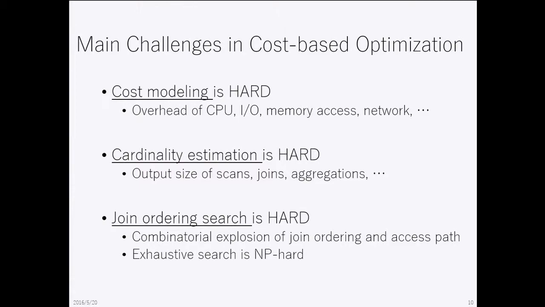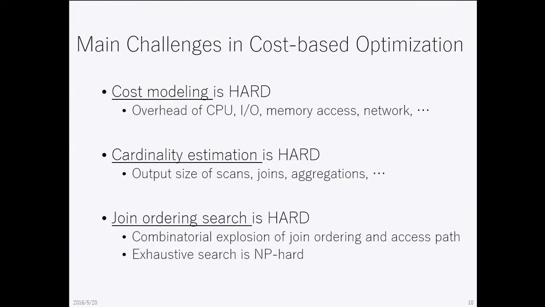And the main challenges in cost-based optimization are these three problems. The first challenge is cost modeling. Estimating how much CPU operators cost or how much IO operations cost is a very difficult problem. The second challenge is cardinality estimation, so how many tuples are output by scans, joins, and aggregation, and the optimal strategy of query execution depends on that size. Even for a simple scanning query, if there is a complex selection condition, cardinality estimation is very hard. And if joins or aggregates or subqueries are involved, it's a much more difficult problem.